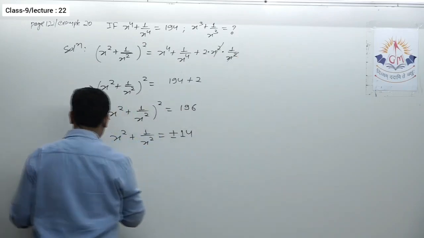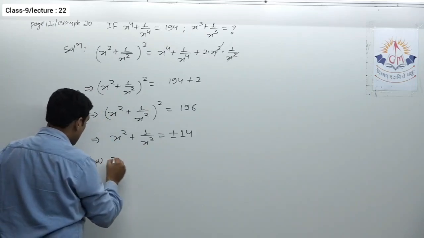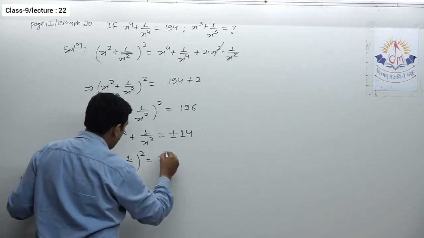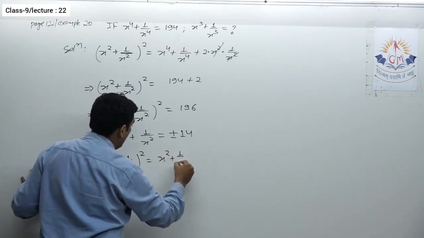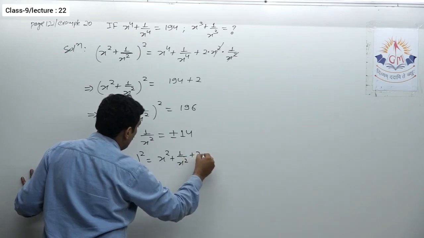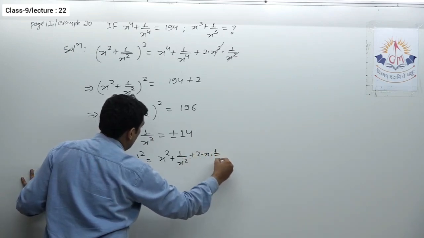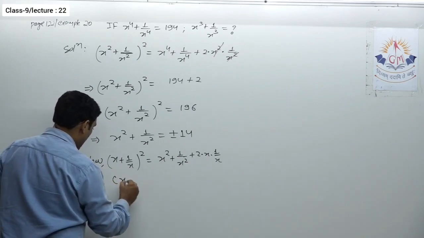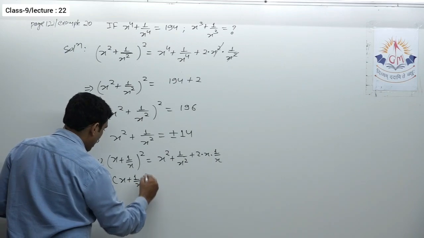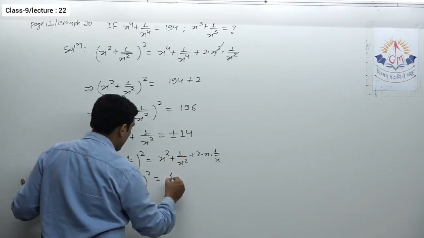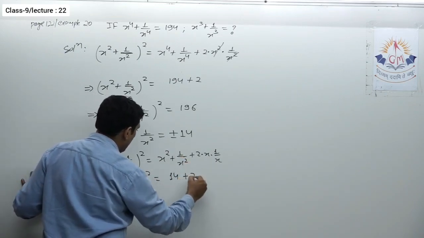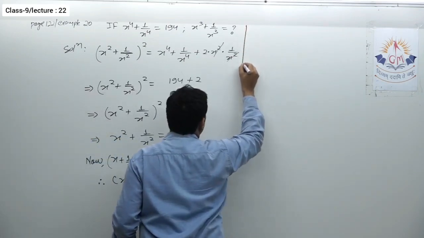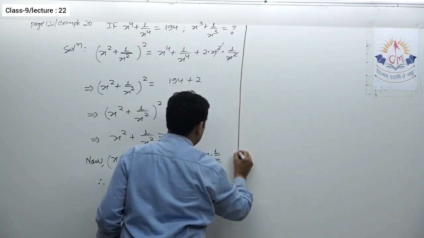Okay, so here I am starting with here only. Now x plus 1 upon x whole square is equal to x square plus 1 upon x square plus 2 into x into 1 upon x. Therefore x plus 1 upon x whole square, now at the place of this I am writing only the positive value, plus 2. Okay, always use only positive values.